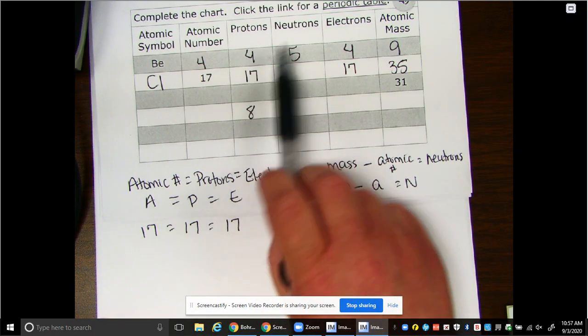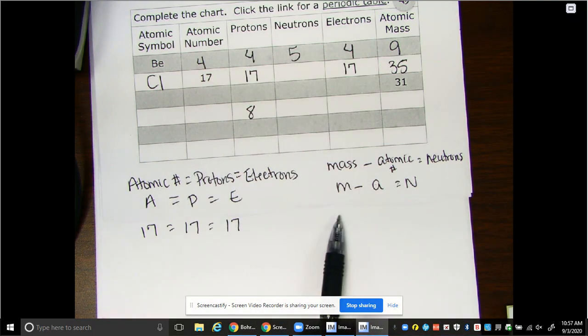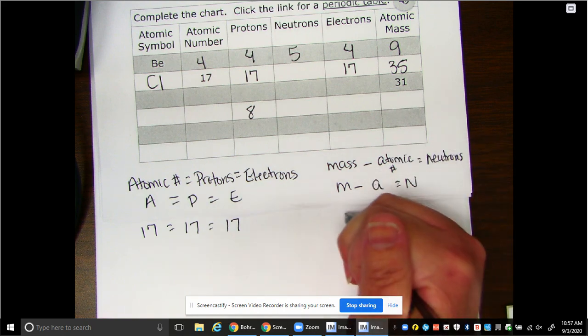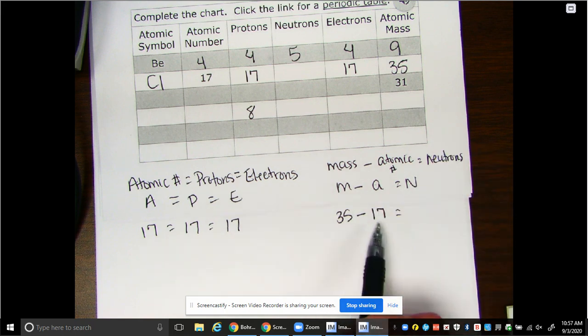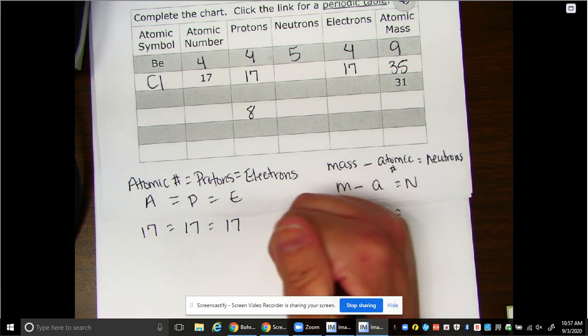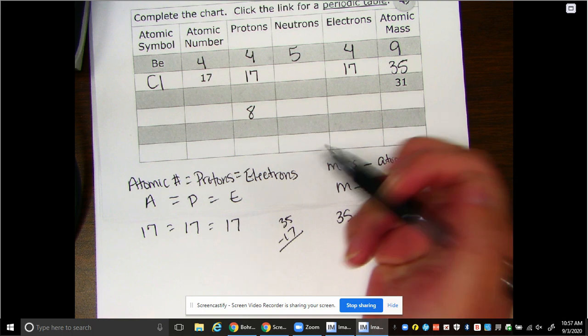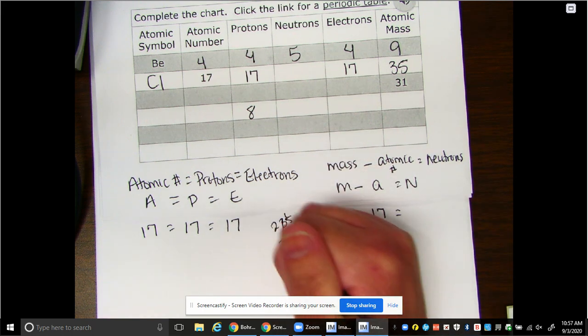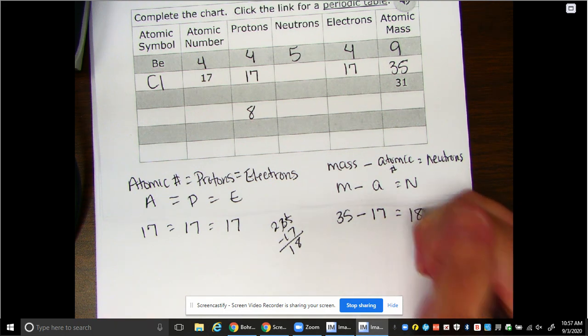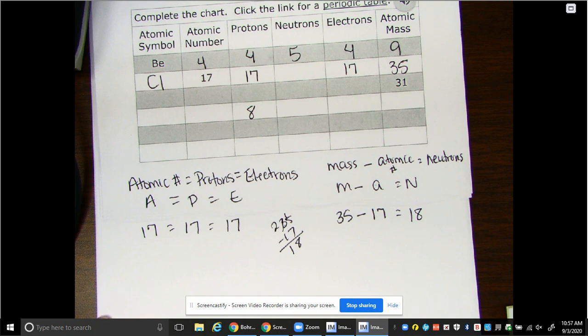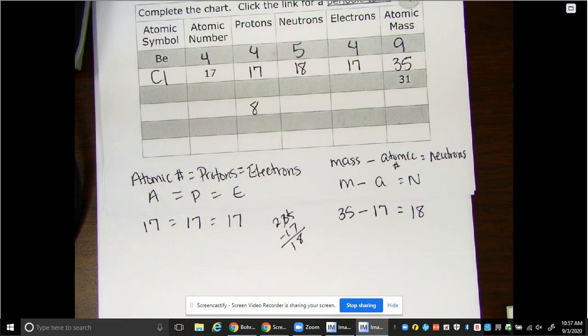Just make sure you're paying attention to your titles. And then I'm going to do MAN, 35 minus 17, right? Minus my atomic number. So let me do some math here. You can do it through subtracting like that, or you can use a calculator. It's perfectly fine to use a calculator. You get one on the test anyway. 18. And I'm going to put 18 in my neutrons, okay? Using the same process, using APE MAN.